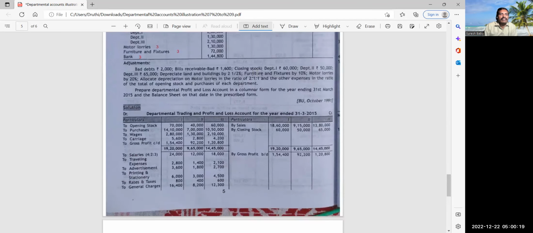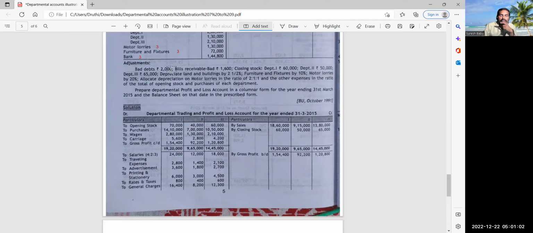Now let us see the adjustments. Bad debts 2,000 rupees, correct? So bad debts has to appear once in profit and loss account, again in balance sheet, correct? And even bills receivable. If you want, you mark in your textbook. I am not marking here, since the items have been typed in a series manner, there is no space here. So you have to write it. Bad debts, 2,000 rupees. Okay.